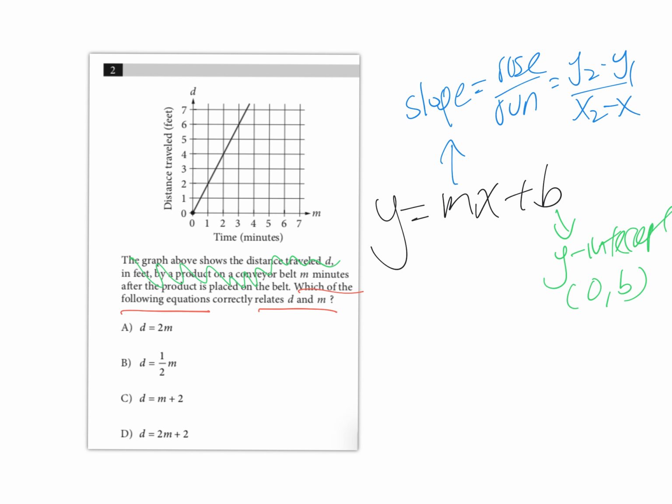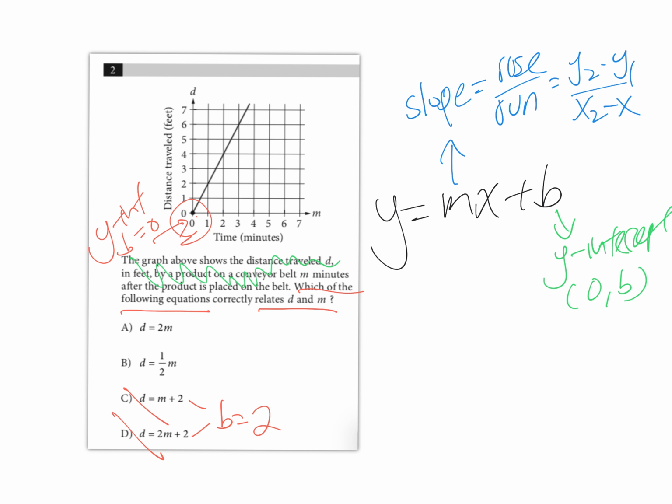Alright, let's continue with this problem. Let's look at the 4 options we have here that relate to what we see on our graph and see which one of these equations correctly relates d and m. Right away, you can eliminate C and D. Why do I say that? Because if you look at the y-intercept, instantly you know that b equals 0 because it crosses at 0, 0. So it instantly eliminates C and D because they have b values of 2. So now all you have to look at is answer A or B.